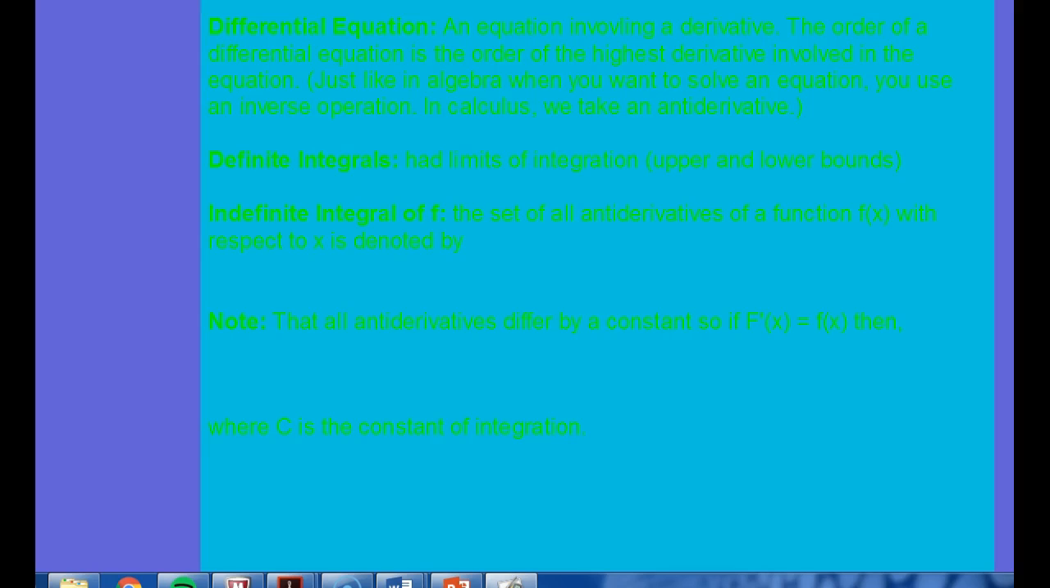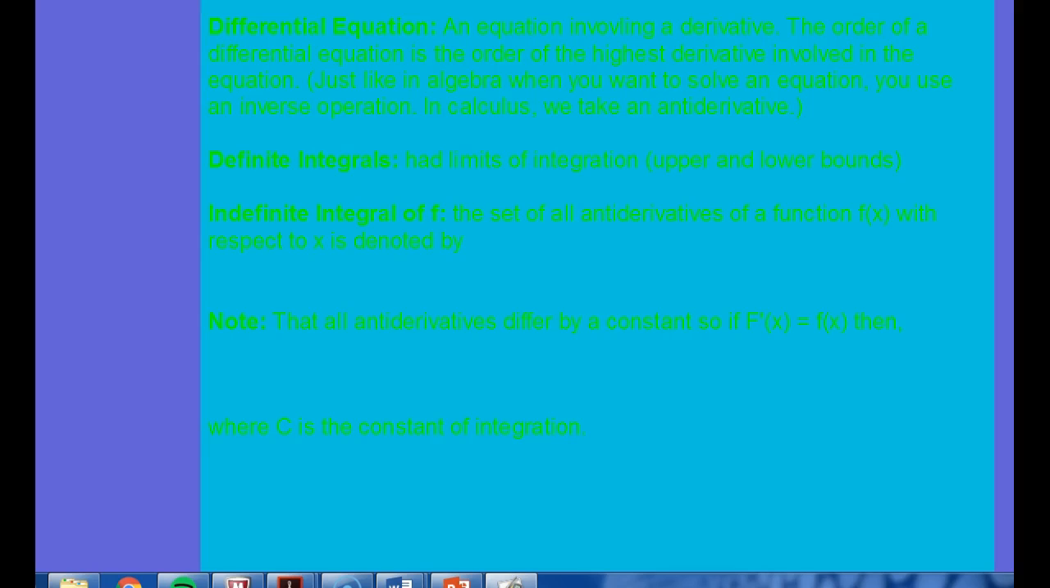So when you hear me say differential equation, you're thinking like in algebra where you wanted to solve an equation and use an inverse operation. In calculus, we take an antiderivative. A definite integral has limits of integration. An indefinite integral is the set of all antiderivatives of a function f of x with respect to x.